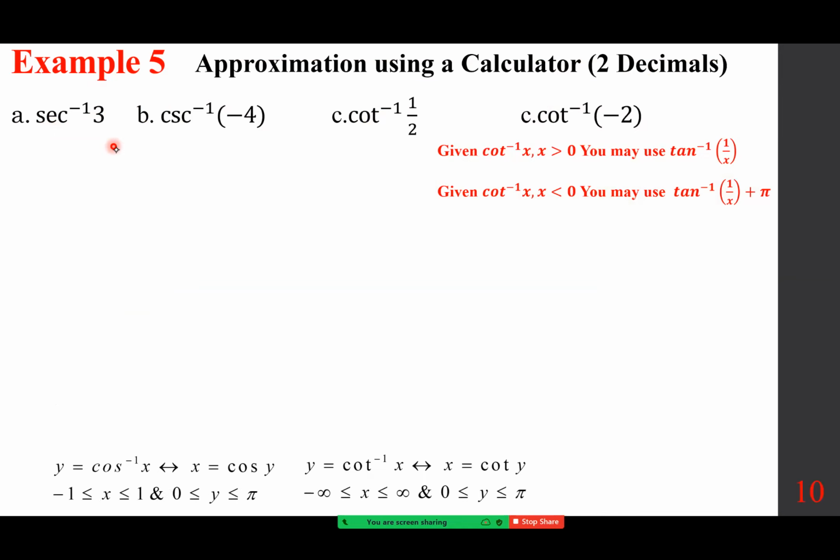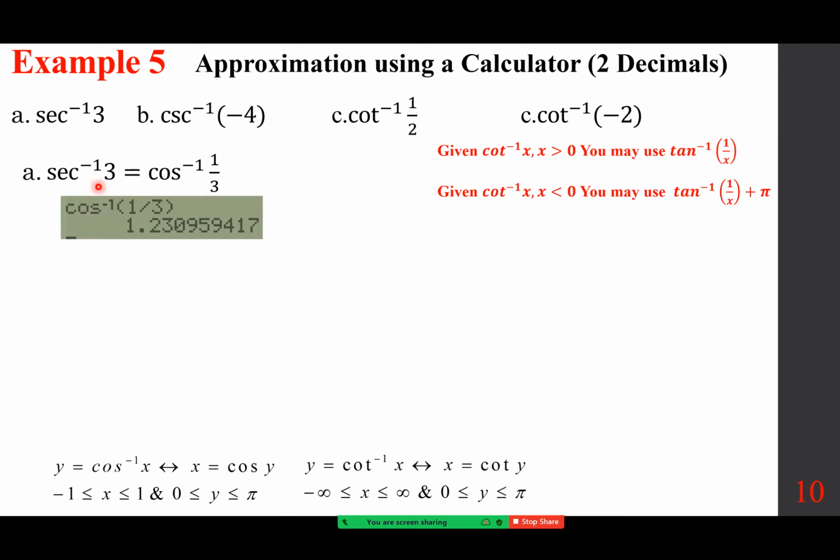But we want to use a calculator, and we know that secant is the reciprocal of cosine, so we're going to say secant inverse 3 is the same as cosine inverse 1/3. And now if we use a calculator, cosine inverse of 1/3 gives us this answer. Now we want 2 decimals. This is the second one. Next to it is 0, so it remains unchanged. Using a calculator, it must be in radian mode.